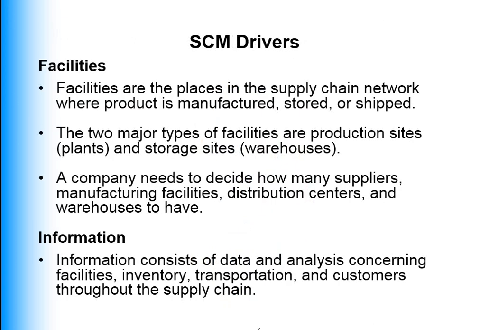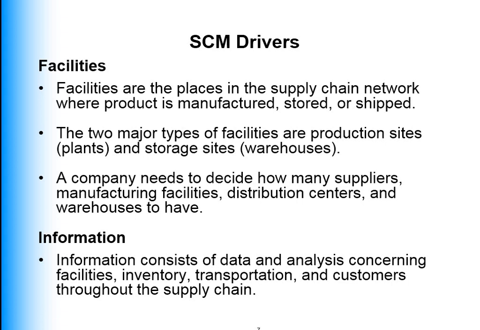So what are the SCM drivers? Number one, facilities. Facilities are the places in the supply chain network where product is manufactured, stored, or shipped. The two major types of facilities are production sites, which are usually called plants, and storage sites, which we usually call warehouses. The third one is that a company needs to decide how many suppliers, manufacturers, facilities, distribution centers, and warehouses to have.